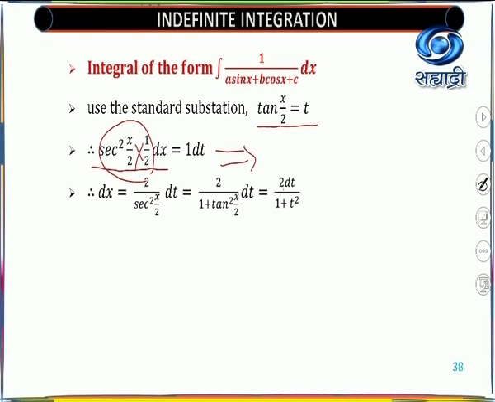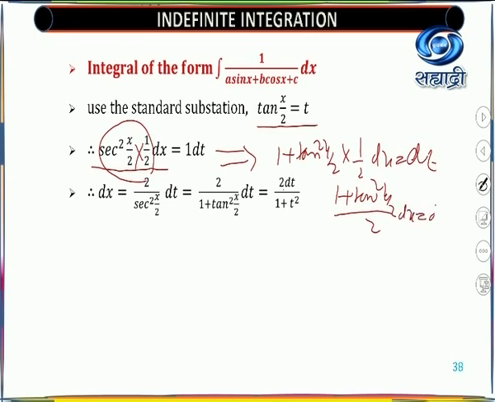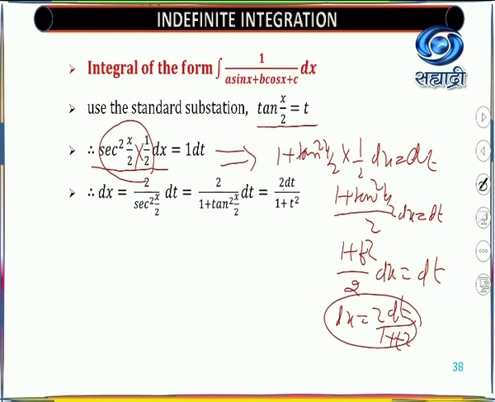From here also you will get this value. 1 plus tan square x by 2 into half dx equal to dt. So 1 plus tan square x by 2 upon 2 dx equal to dt. If you substitute the value, you get 1 plus t square upon 2 dx equal to dt, which means dx equal to 2 dt upon 1 plus t square. The same value you will get, either you solve from this method or from the direct method.